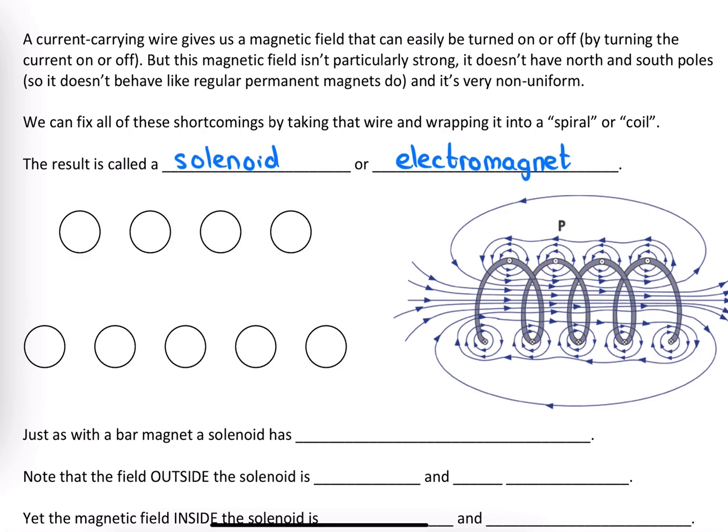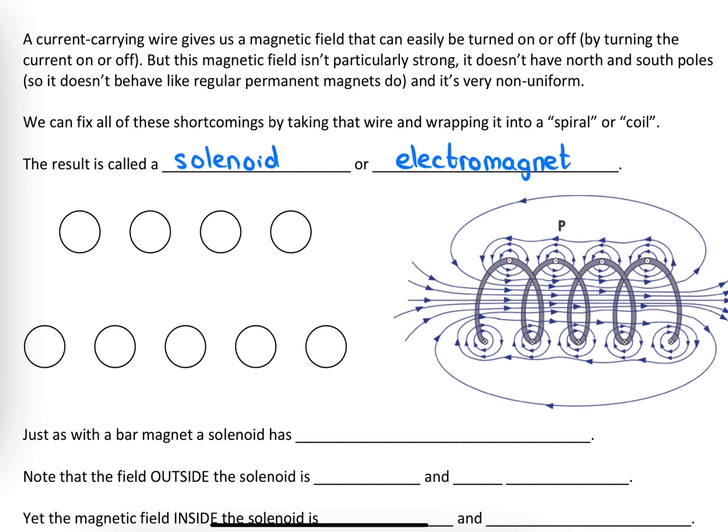You can see there are 5 points on the bottom where I've cut through the wire, and that's what I'm looking at down here. And then there are 4 points on the top where I've cut through the wire, and that's what I'm looking at up here.